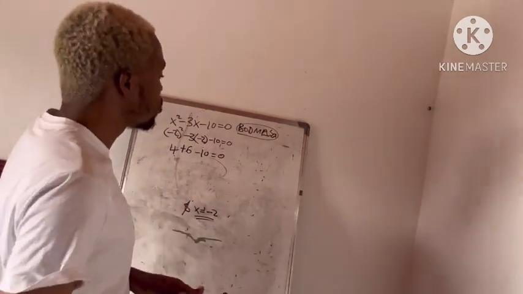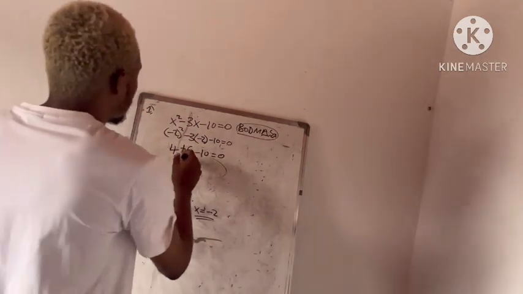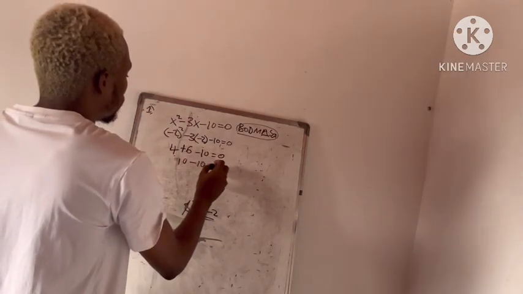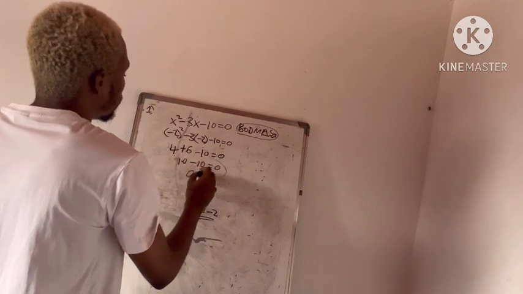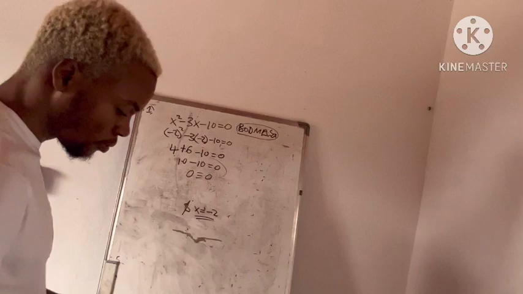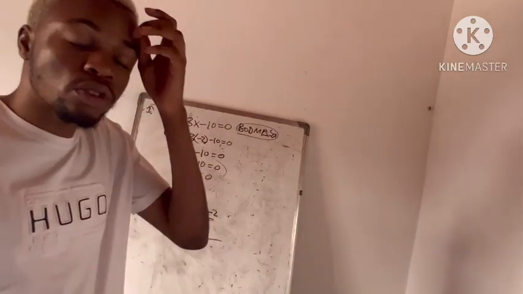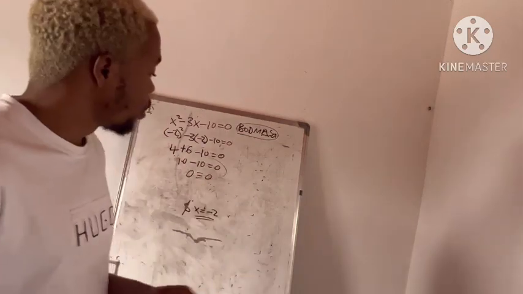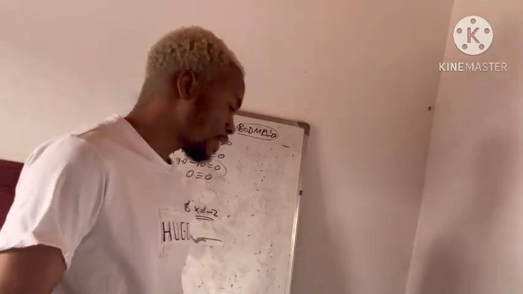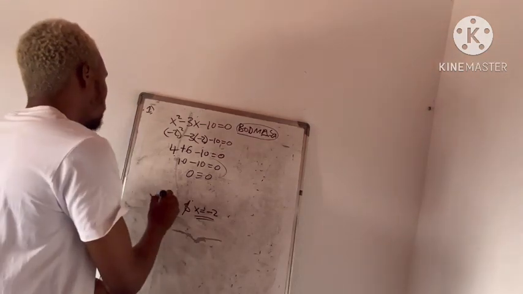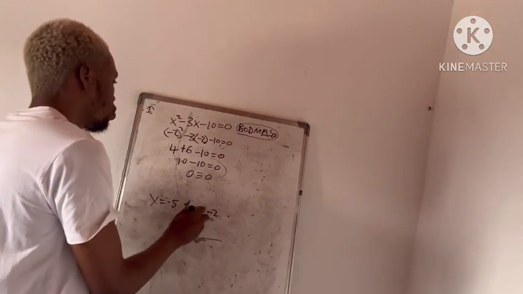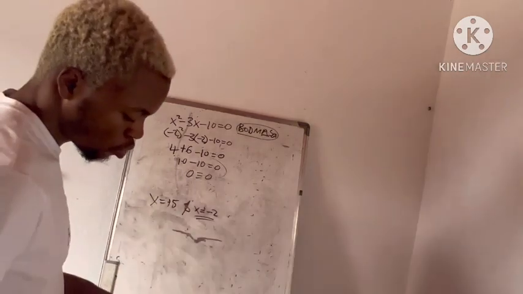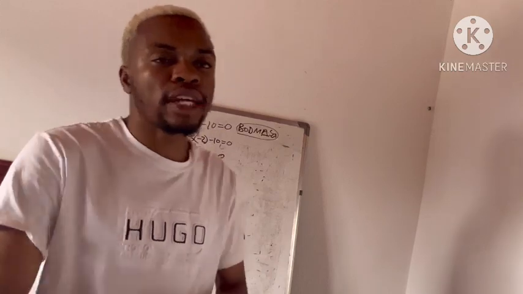So what you have to do is start with addition, which is 4 plus 6, you have 10 minus 10, which is equal to 0. 10 minus 10 gives you 0, which is equal to 0. That tells us that our solutions x equal to minus 5, x equal to 5 and x equal to minus 2 are perfectly correct. Very, very correct. So you can see that is how it's been done. We have gotten our two solutions there.